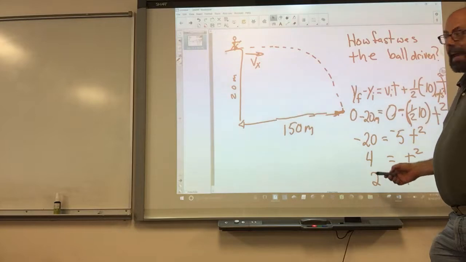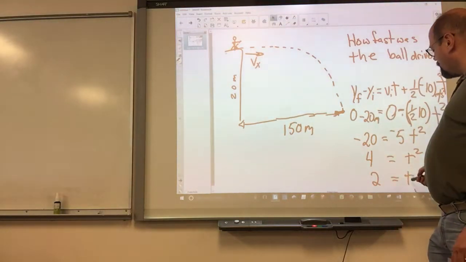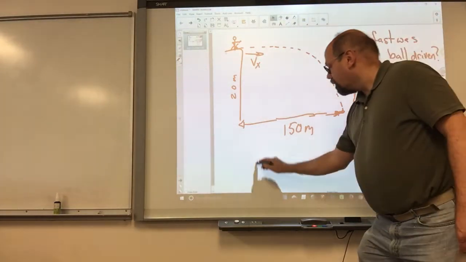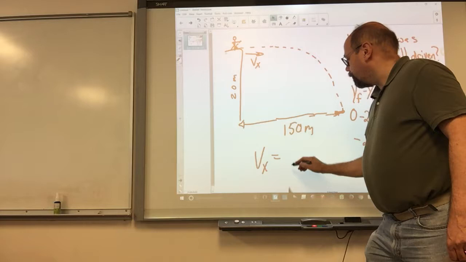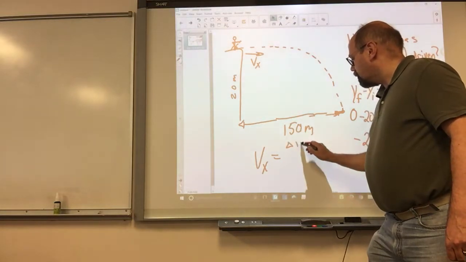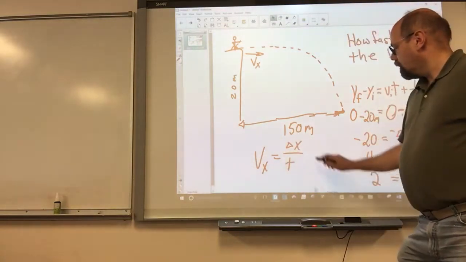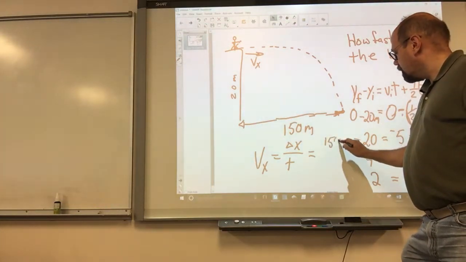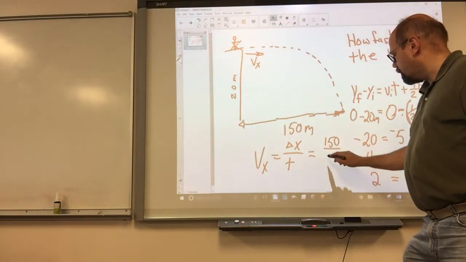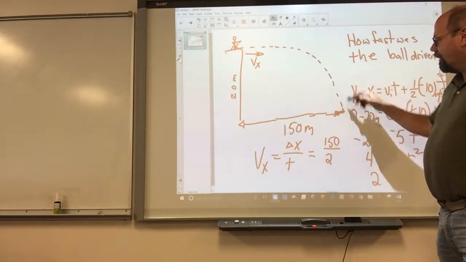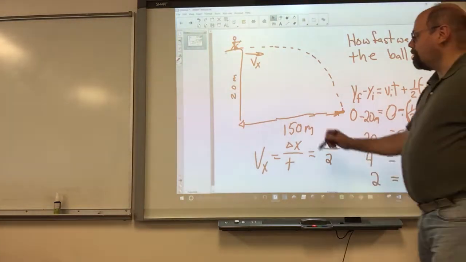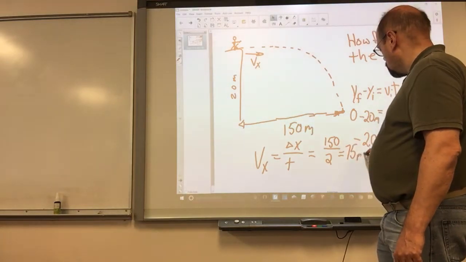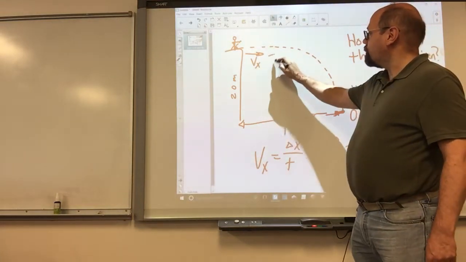That is the first step. I answered the Y part of the question. Now I can answer the X part of the question. How fast was the ball driven? Because velocity in the X is equal to the change in position over time. And you just solved for time right here. This is going to be 150, the distance the ball was driven. And it took 2 seconds to fall that. So the velocity when this came out is what? It's 75 meters per second.